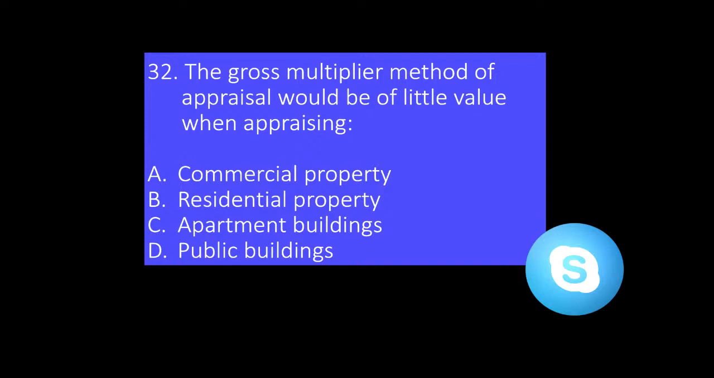The gross multiplier method of appraisal will be of little value when appraising. Actually, there's a word missing. I think the typist forgot one word. Let me insert that word. It will actually help you. It's actually the gross rent multiplier. The word rent is missing from the question. I apologize for that. Now, if I insert the word rent between gross and multiplier, will that help you?